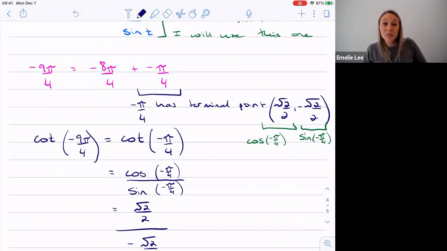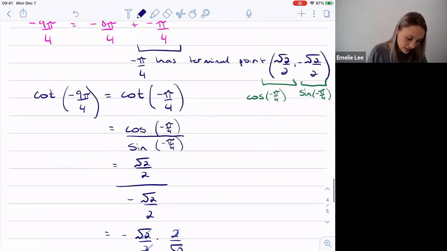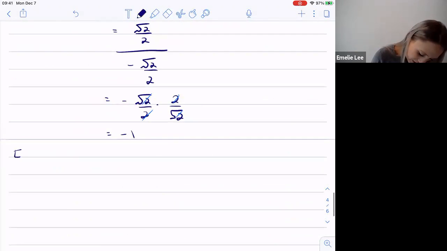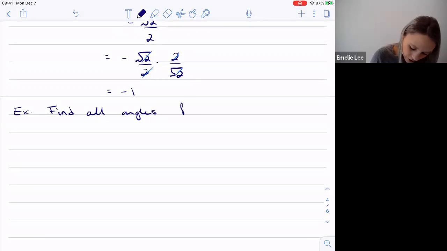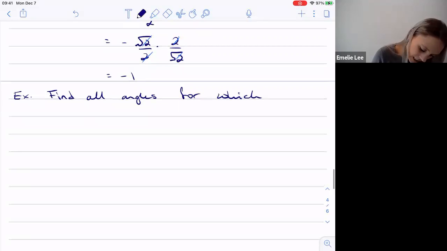Now we can spice things up a little bit. We can say, okay, well, what if I want to find all angles for which the secant of t is the negative of root 2.